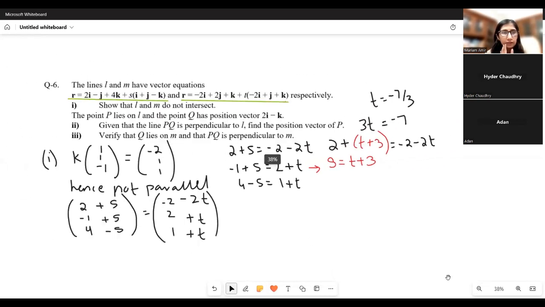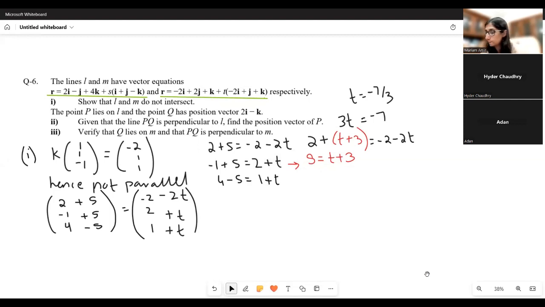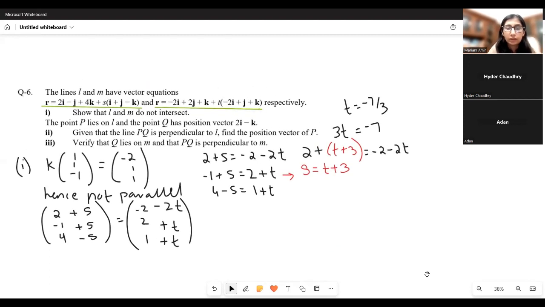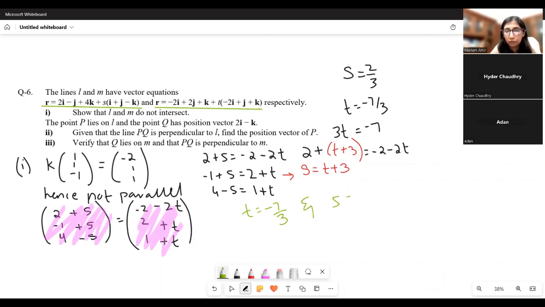Question 6, part 1. Yes, t is supposed to be minus 7 by 3. Anyway, s would then be t plus 3, so minus 7 by 3 plus 3 is 2 by 3. Now substitute it in both sides. So we got t equals minus 7 by 3 and s equals 2 by 3.